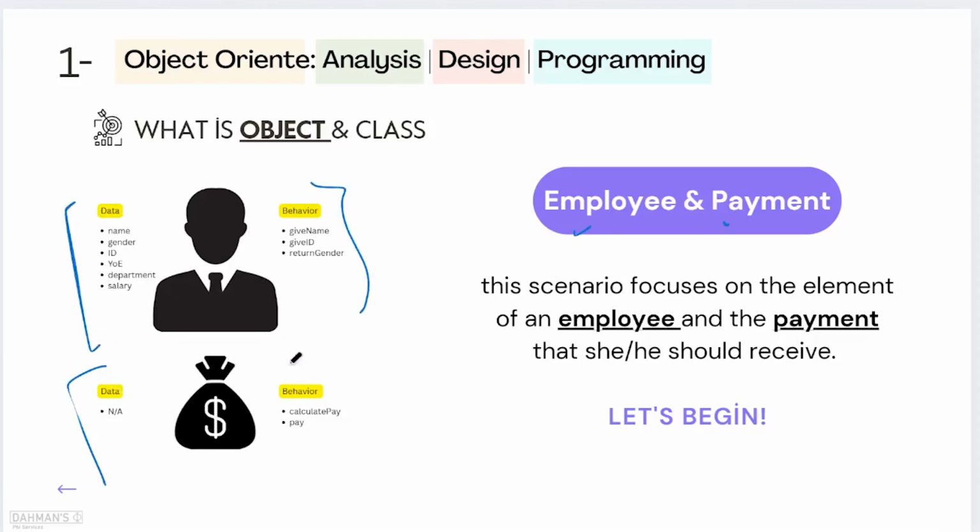And then we have the payment as another object here. So in the case of the employee as its own data and behaviors, and in terms of the payment, also it could have its own data and behaviors. Now, here's the trick point, that not every kind of object must have its own data. In this case, for example, payment didn't have any specific data or attribute, but it has only method. In this case, we say calculate pay and pay. These are two methods associated with this particular object we created.